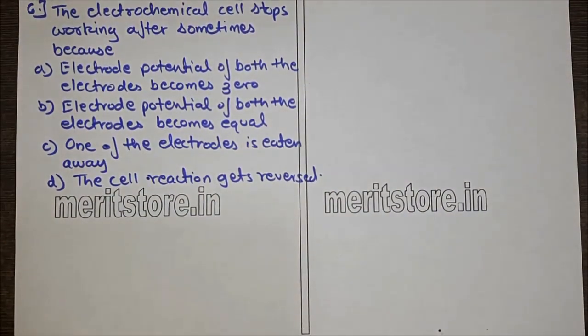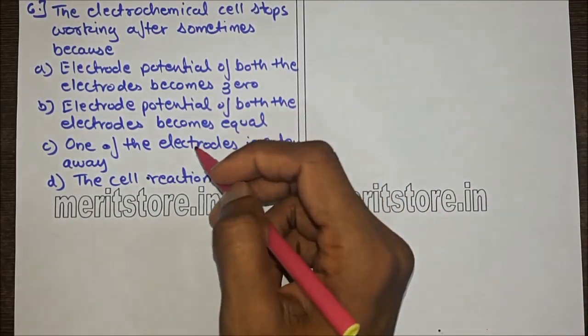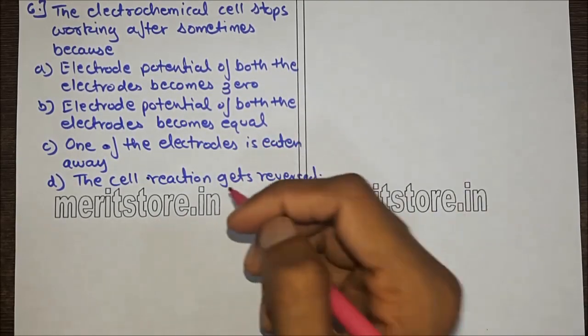Question 6. The electrochemical cell stops working after some time because we are given four options. A. Electrode potential of both the electrodes becomes 0. B. Electrode potential of both the electrodes becomes equal. C. One of the electrodes is eaten away.